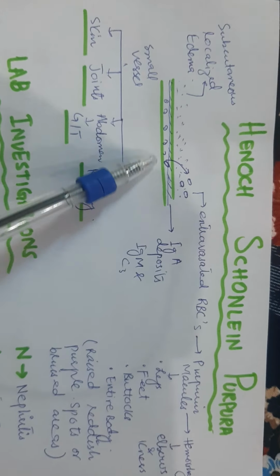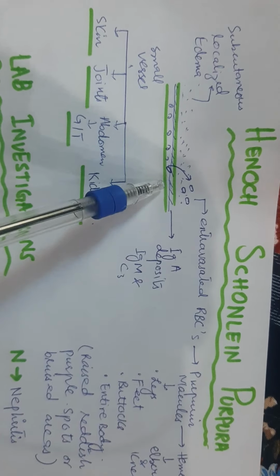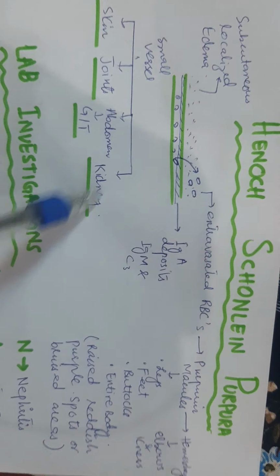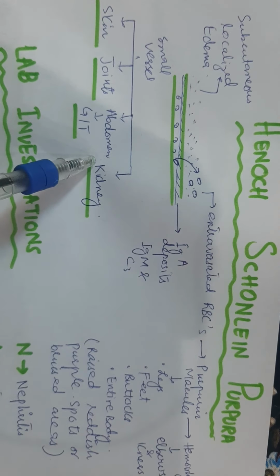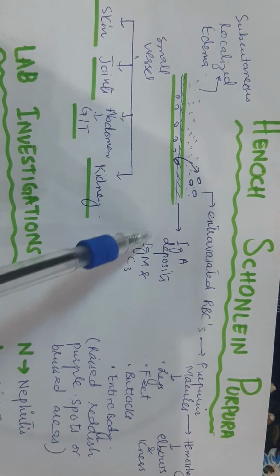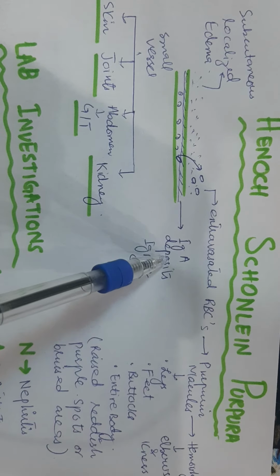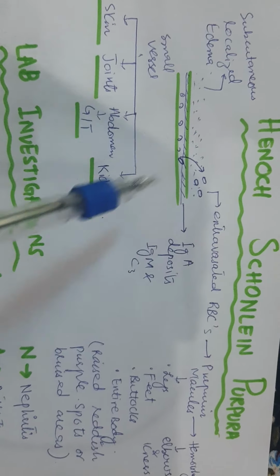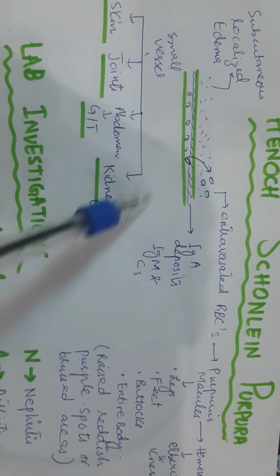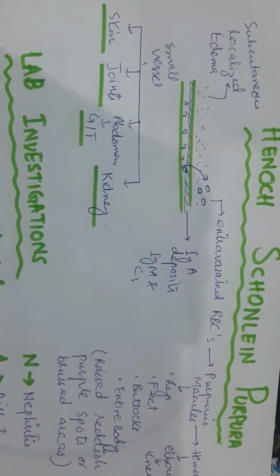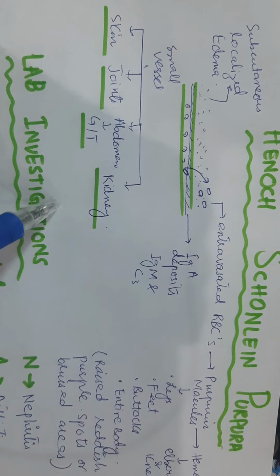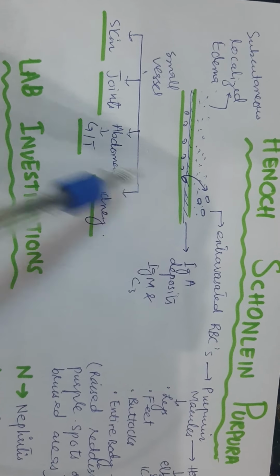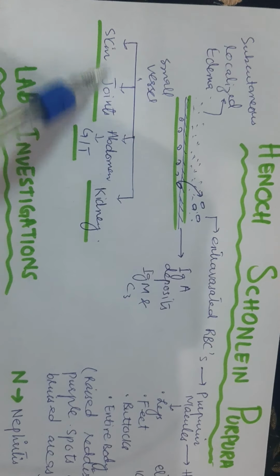In this disease, there is inflammation of the small vessels of mainly the skin, joints, GI tract and kidney. Small vessels present in these organs mainly get inflamed. It is mainly due to IgA mediated autoimmunity, and it is usually preceded by a viral infection, mainly respiratory infection or any infection involving streptococcus, staphylococcus, or viruses, followed by small vessel vasculitis in these organs.